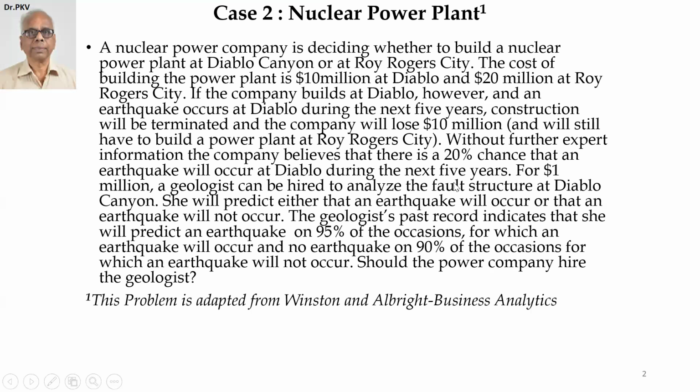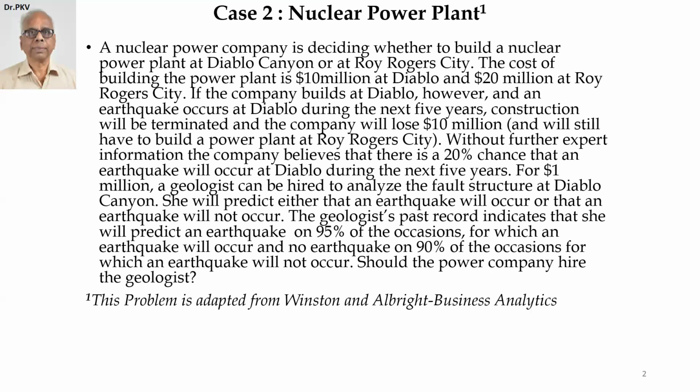The past record of the geologist's prediction ability is that on 95% of the occasions when an earthquake actually occurs, the geologist is correct. And on 90% of the occasions, the geologist is correct in predicting no earthquake when actually no earthquake occurs. Should the power company hire the geologist? So 95% accuracy in predicting earthquake when actually there is an earthquake, and 90% accuracy in predicting no earthquake when actually no earthquake.